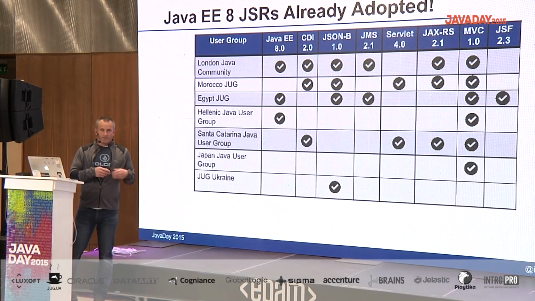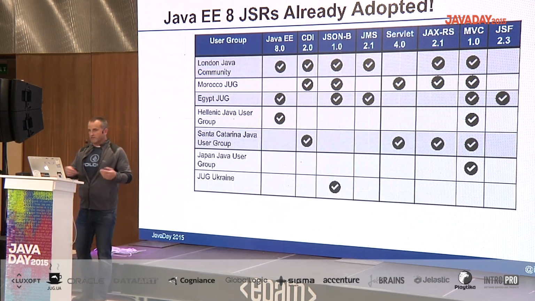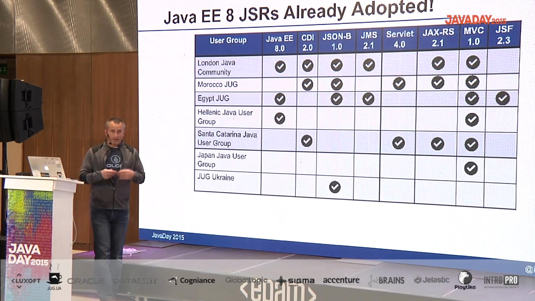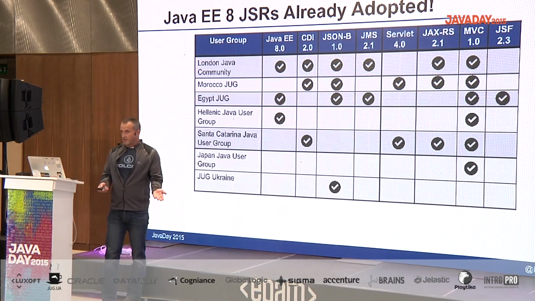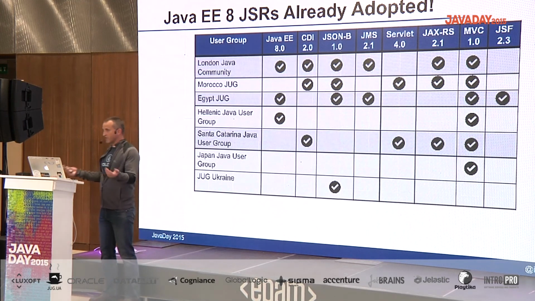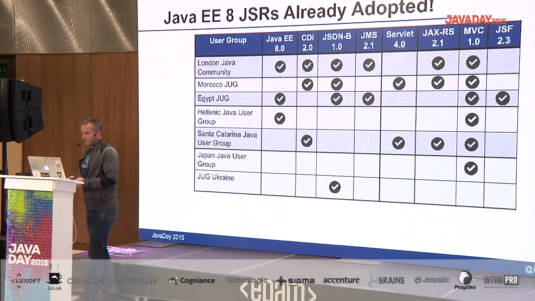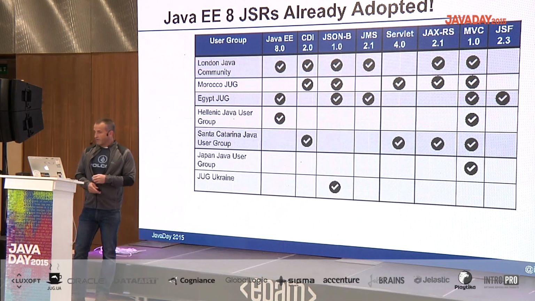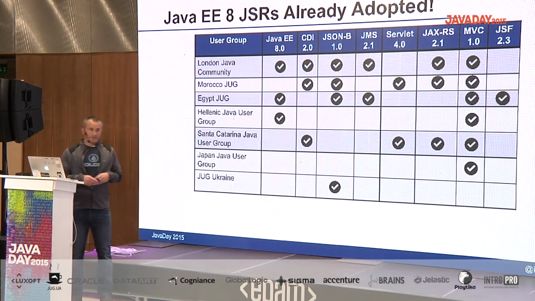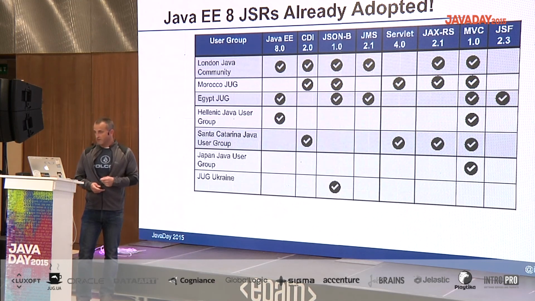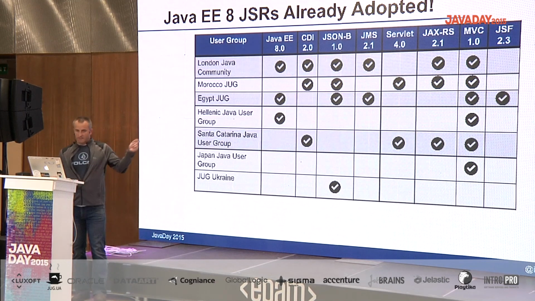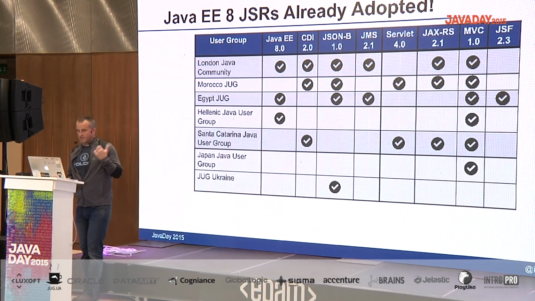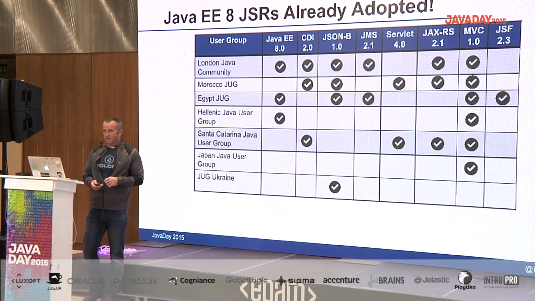Apart from participating in Adopt-a-JSR, you can of course join the expert group or just listen to the expert group's mailing list. Everything is public. Most of them have repos on GitHub, so you can fork it, play around with it, and send pull requests and contribute that way as well. Or just send questions to the mailing list. So this table is not complete. It's evolving every day. These are some of the user groups that have adopted JSRs.